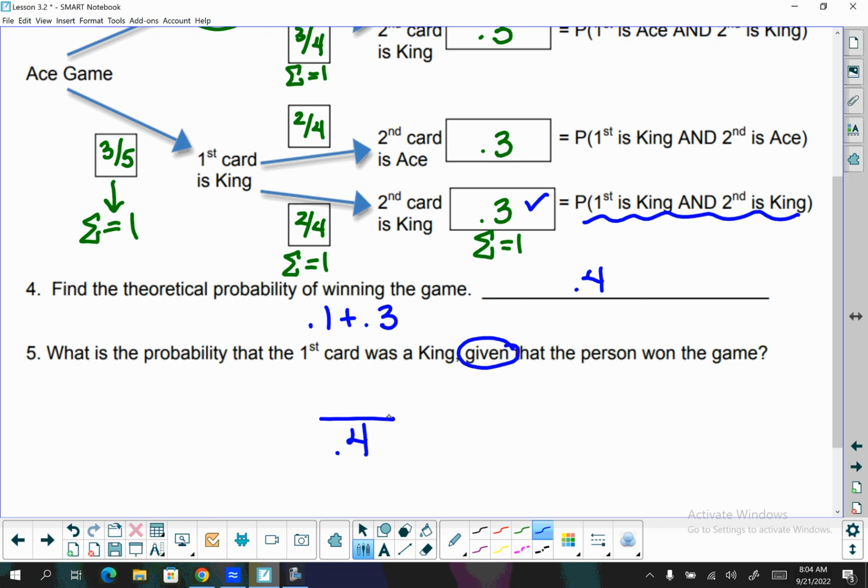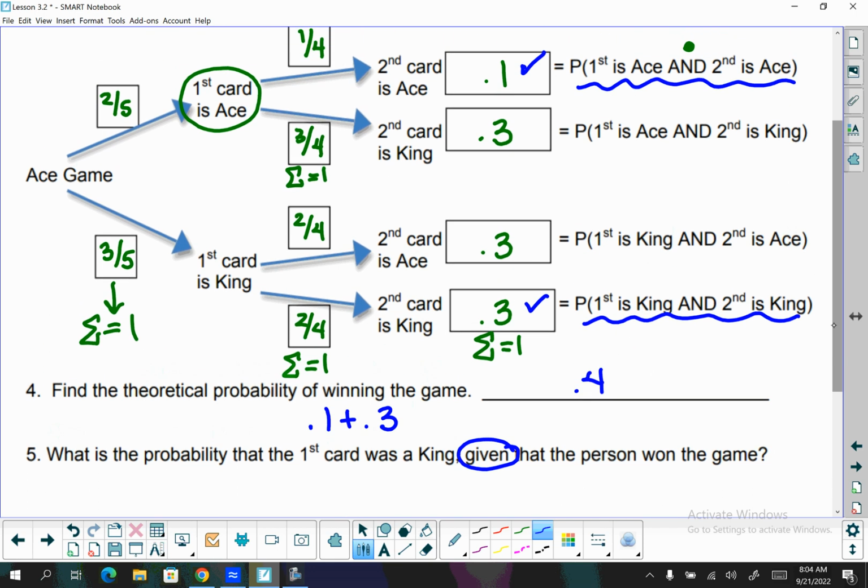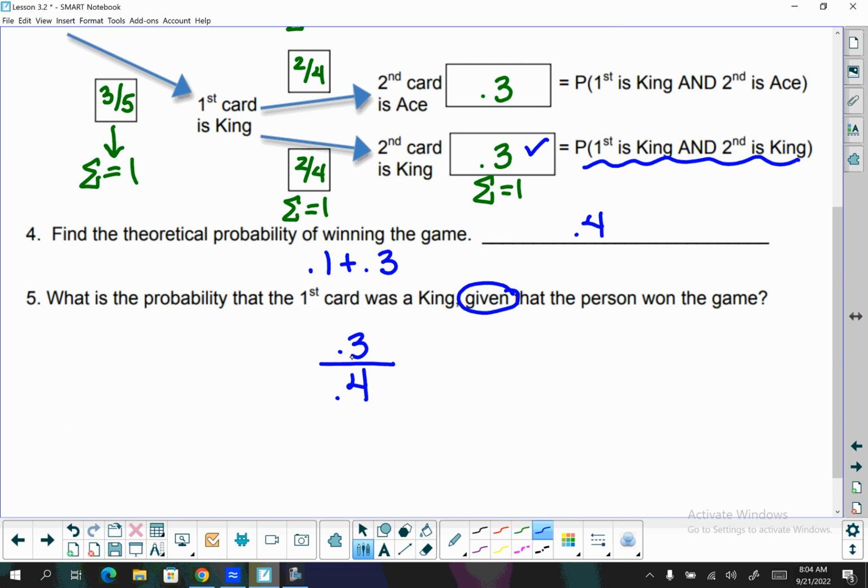Okay? Now I want to know the probability that the first card was a king. Well, out of those people that won the game, those 40%, 30% first card was a king, and 10% the first card was an ace. So 0.3 out of the 0.4 that won, first card a king. We know our numerator always has to be less than or equal to our denominator because our probabilities can't be bigger than 1. This tells me the probability that the first card was a king given that we know the person won the game.